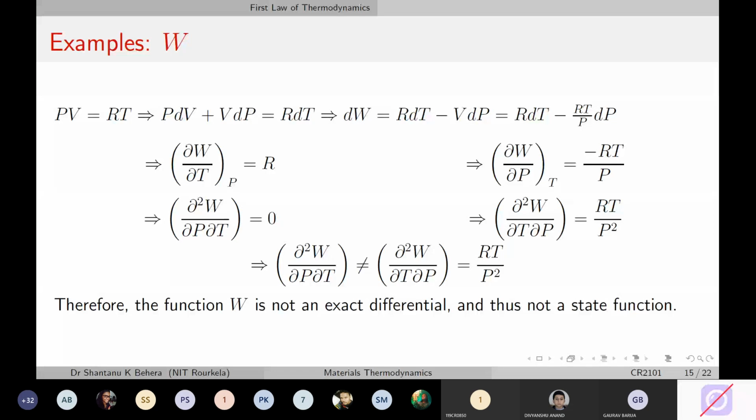Okay. But anyway, it doesn't really change the final thing, isn't it? Yes, it's the same in the sense that both these two terms are unequal, and therefore it's a path function. Thanks for pointing it out.